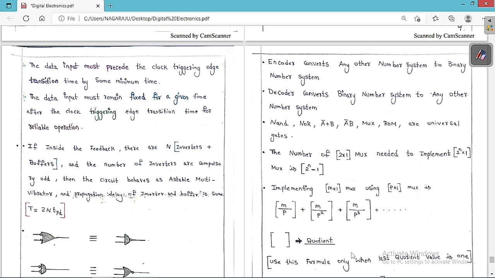This bracket indicates the quotient. So figure out the quotient and sum all these terms, and you are going to get the value. This value indicates that many p cross 1 MUX are needed to implement the n cross 1 MUX. Always in this case n is greater than p. You have to use this formula only whenever the last quotient value is 1, otherwise you don't have to use this formula. So this is a formula with some constraint.